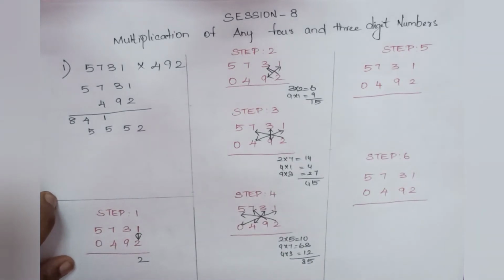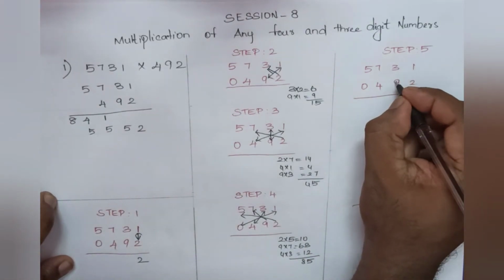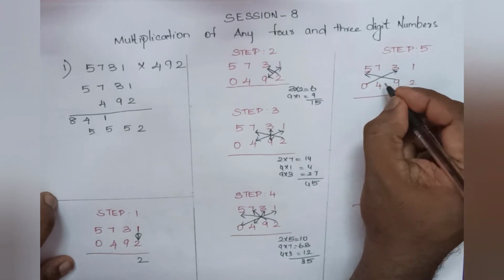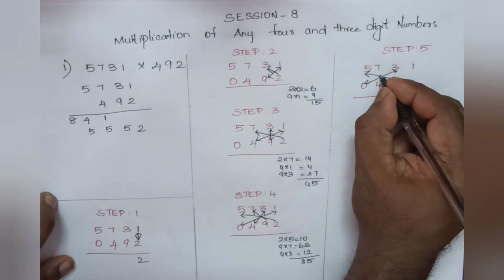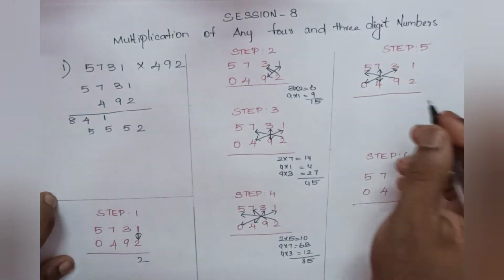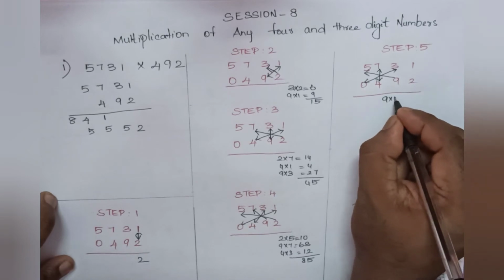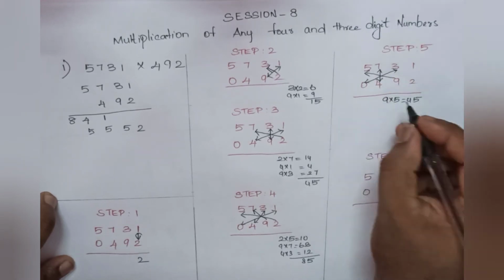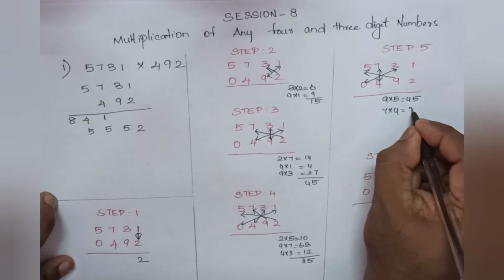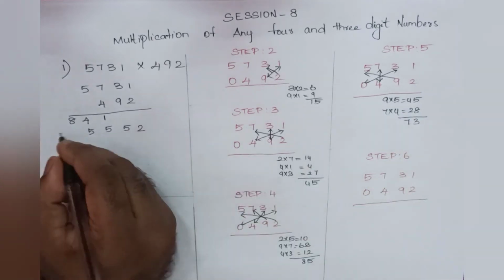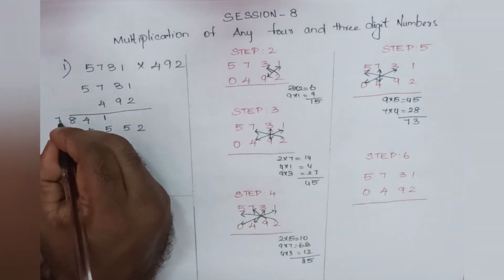And the fifth step, you have to multiply the 10th place with the 1000th place like this, and you have to multiply the 100th place of both the numbers. So 9 into 5 is 45. This is 0, skip it. 7 into 4 is 28. It is 73. Put 3 here, 7 as a carry.